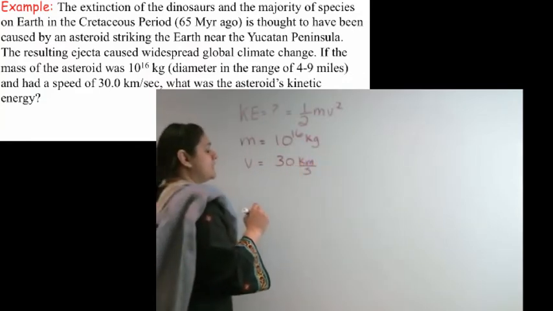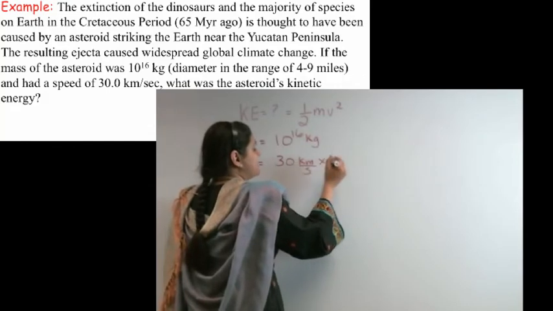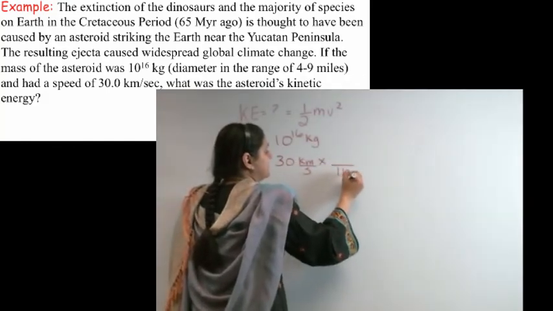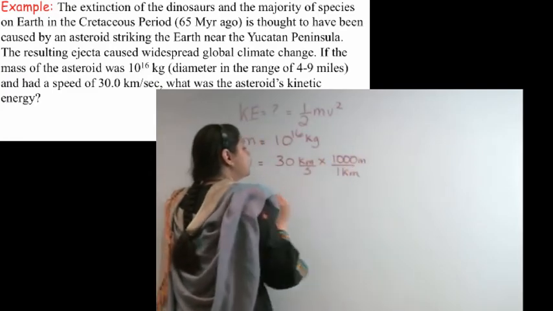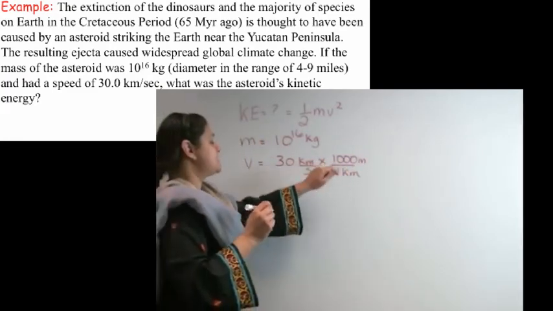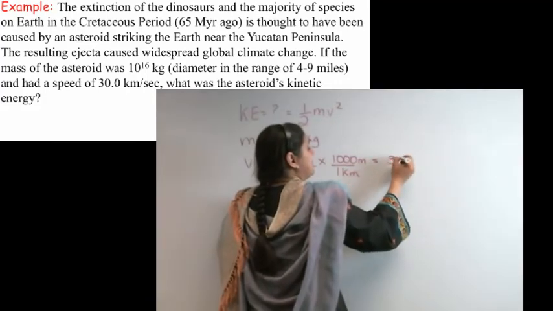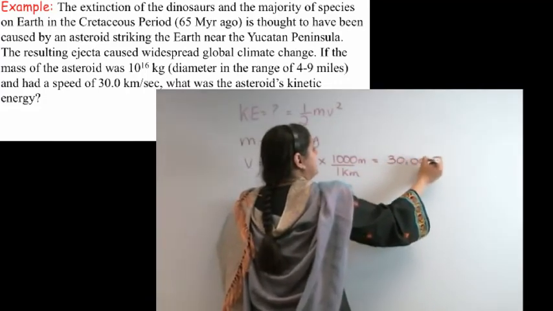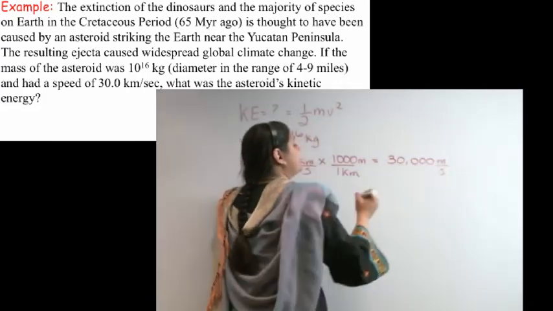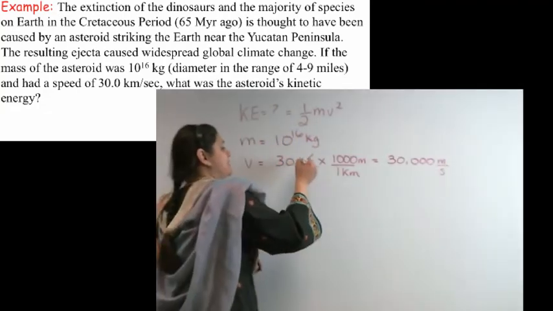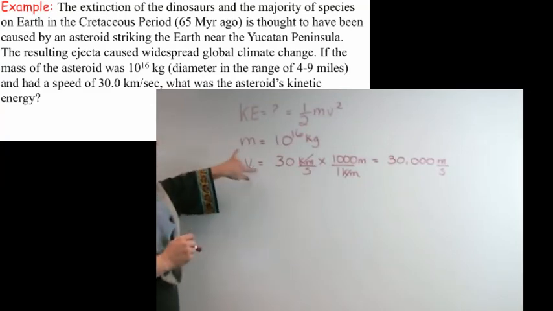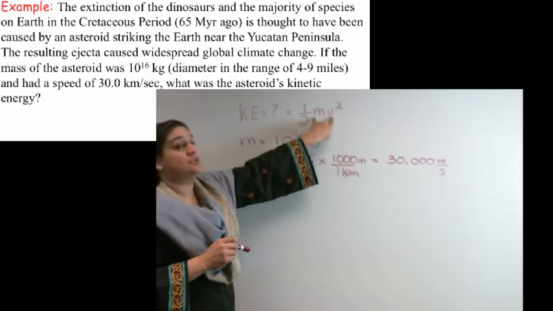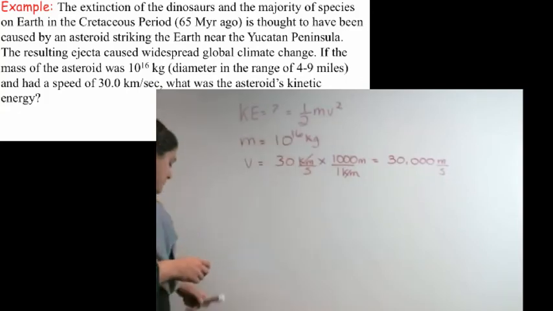Now we need to convert it into SI units, so that basically means I have to multiply by 1 kilometer equals 1,000 meters. So now I multiply these two numbers together to get 30,000 meters per second, right? Because the kilometer is going to get canceled. Okay, now since we have our mass and we have our velocity, we need to be able to plug those in.